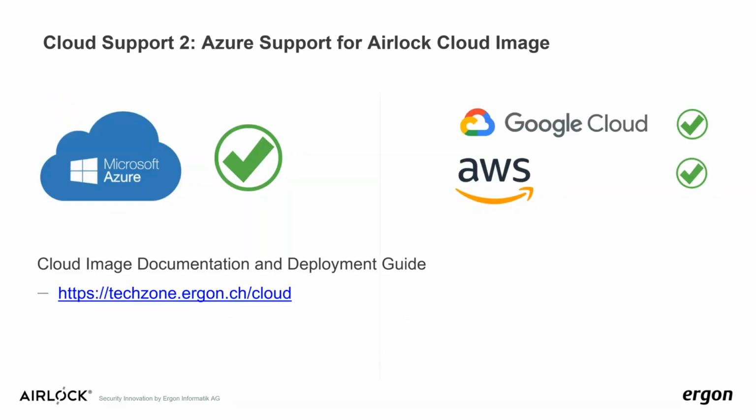Additionally to that, we now have documentation on how to put the image on the Microsoft Azure cloud. This is, after AWS and the Google Cloud, the third cloud we support, or we document how you can do that. So on ergon.ch/cloud, you will have the cloud image documentation and the deployment guide where we describe how you can take our cloud image and deploy it on one of those three providers.